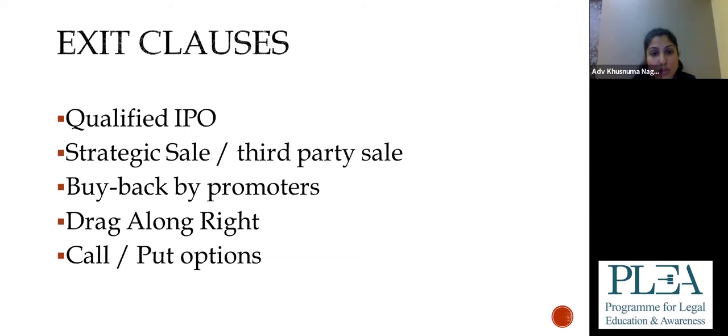The next terminology that you will see are call and put options. Now, call and put options are also frequently used in shareholders agreement. A call option means the holder of the call option calls upon the other shareholder to buy out his shares, or in case of a put option, the put option holder requires the other shareholder to buy him out.